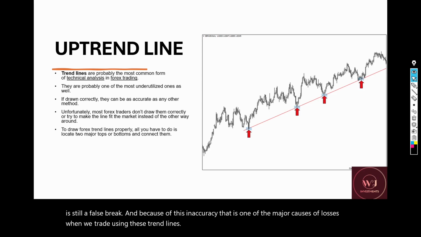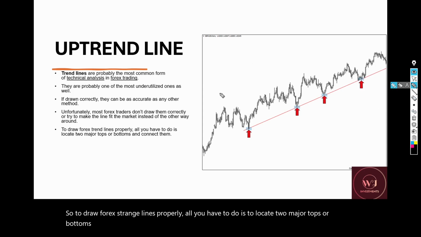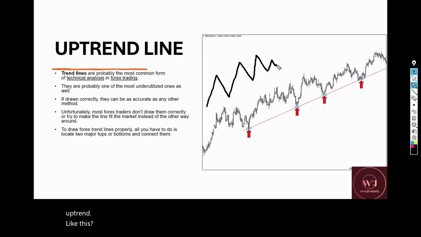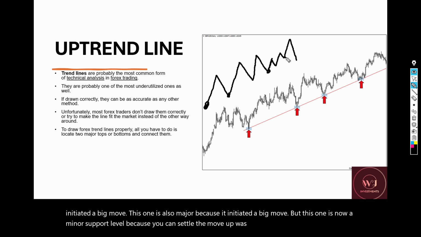To draw forex trend lines properly, all you have to do is locate two major tops or bottoms, and then connect them. So we have to look at two major support levels in an uptrend like this. Look here, this support level is major because it initiated a big move. This one is also major because it initiated a big move, but this one is a minor support level because the move up was small, and even this one becomes minor.